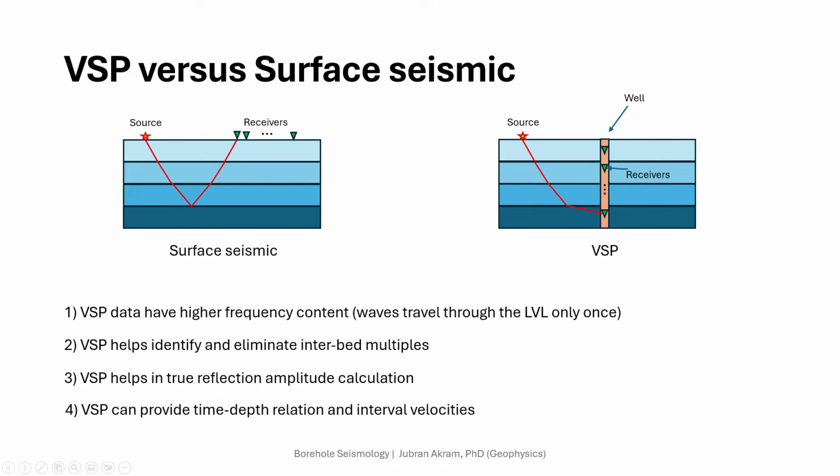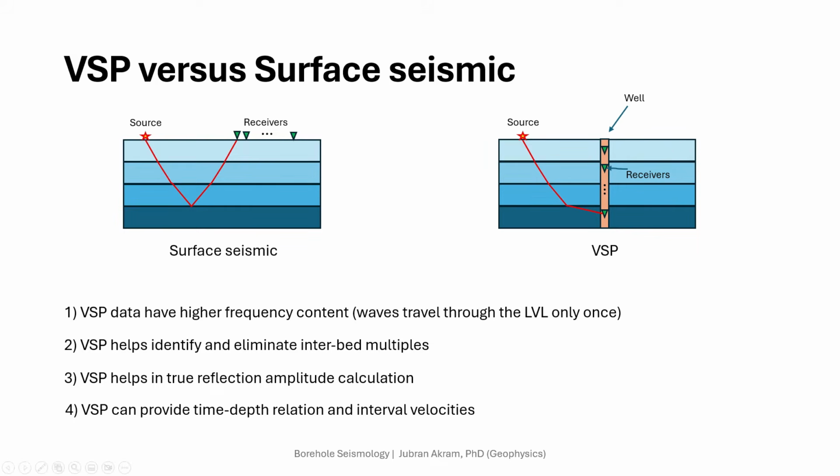On the right, we see the VSP setup. So we have a well in this case. We will use some available well, and then we will deploy geophone arrays inside this well. So instead of the surface, we have the receivers inside the well. Now the source emits the waves, and they propagate into the earth and then get received by these receivers inside the well.